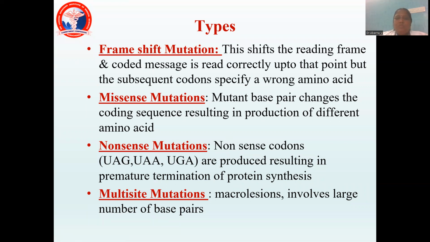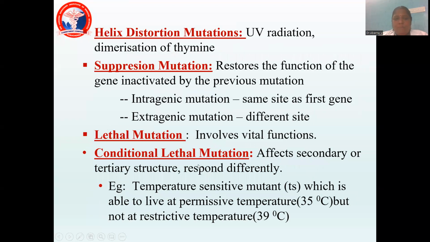And the other type is a missense mutation. So the mutant base pair changes the coding sequence, resulting in the production of a different kind of amino acid. And as we saw in the earlier slides, nonsense codons, which code for termination of protein synthesis, will cause nonsense mutations. Examples are UAA, UAG, and UGA. And there are multi-site mutations which cause macro lesions involving a large number of base pairs. And there are some helix distortion mutations also, which are induced by UV radiation and dimerization of thymine.